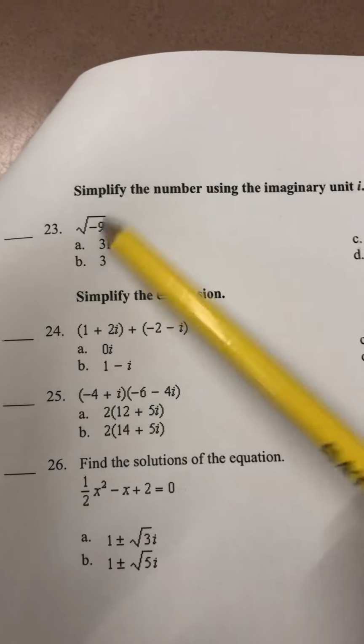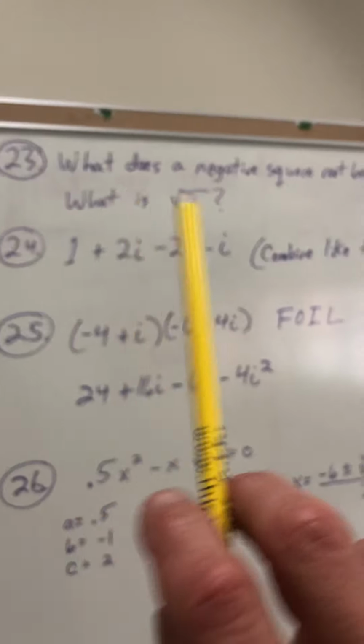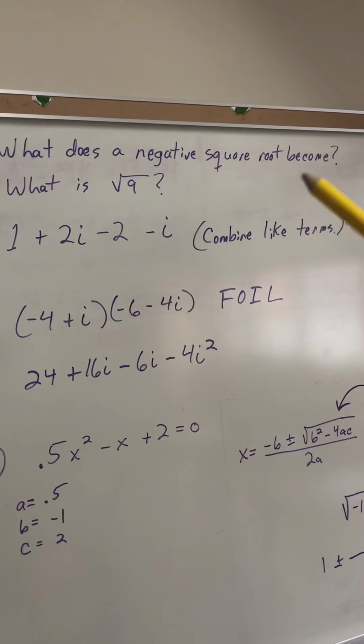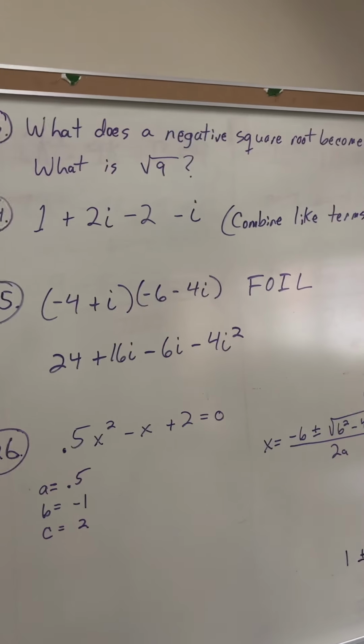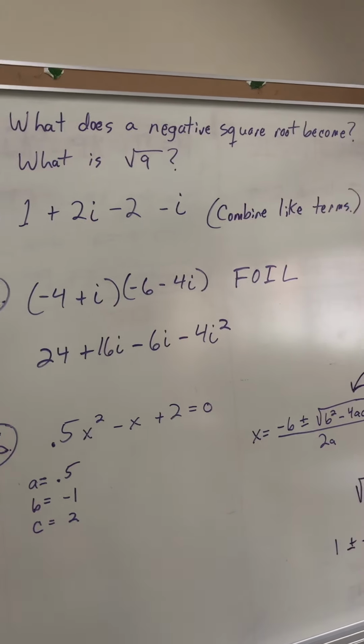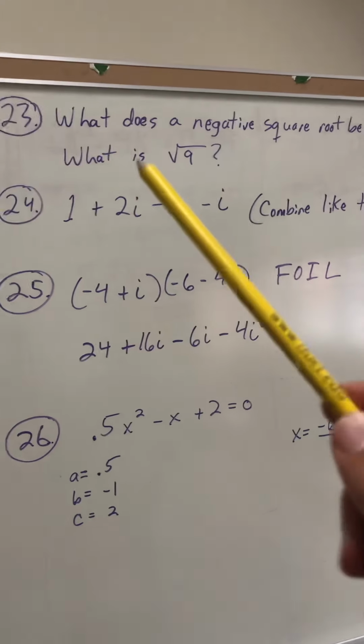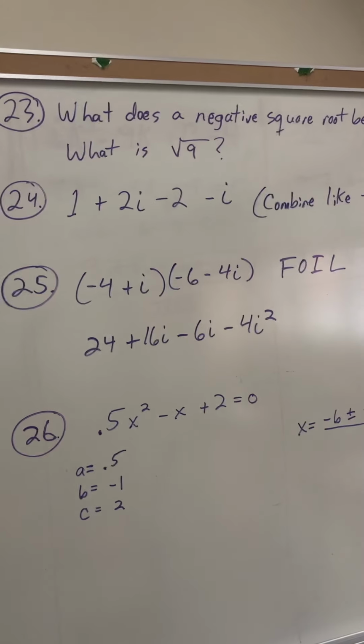Square root of -9. My clarification for you is things to remember. What does a negative square root become? So anything negative, how do you get rid of the negative? Bring that out of the square root. And then what is the square root of 9?